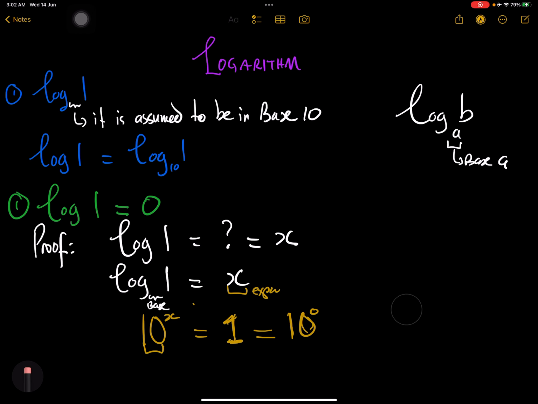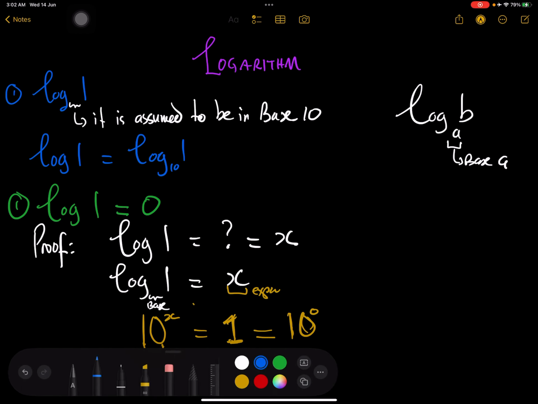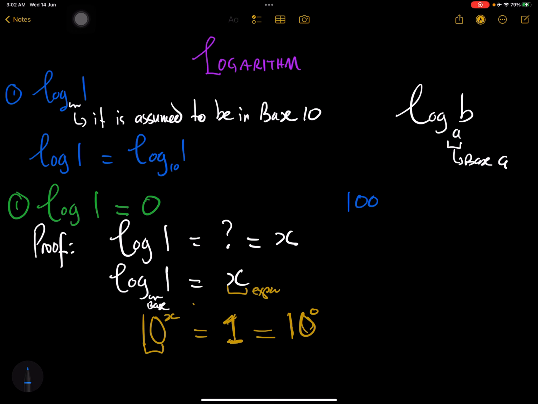So let's say we have a million, or let's say 100 or 1,000 to the power of y, and then we have 1. We're going to write this 1 in terms of 1,000 to the power of 0. Okay, so let's have that in mind. We are still on the proof.